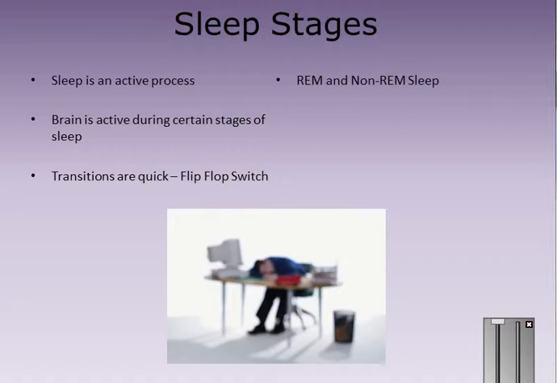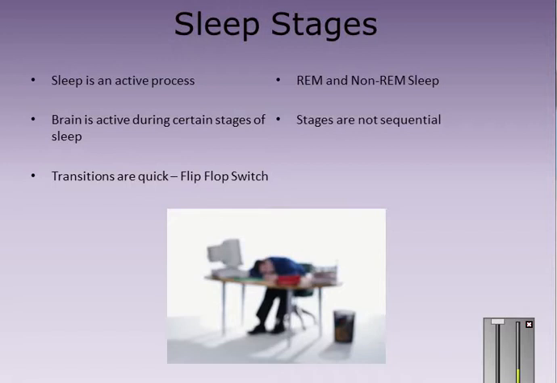The same flip-flop switch analogy also describes the brain mechanisms involved in switching between rapid eye movement, or REM sleep, and non-rapid eye movement, NREM sleep. However, different neurotransmitters and different groups of neurons in the brainstem are involved in the transitions between REM and non-REM sleep.